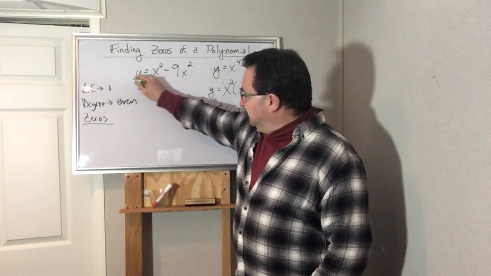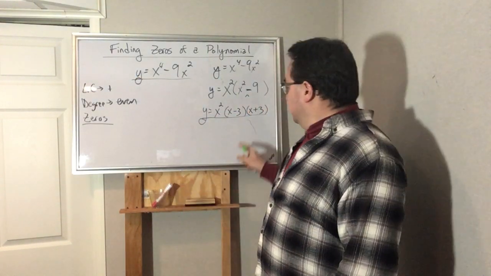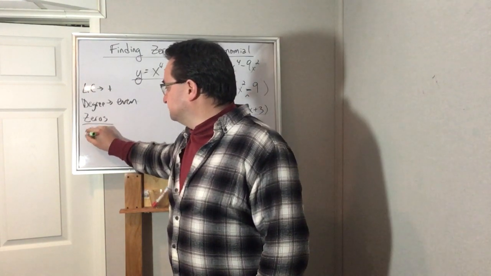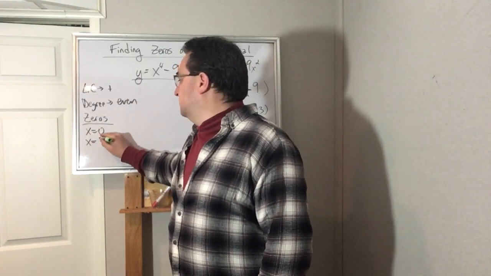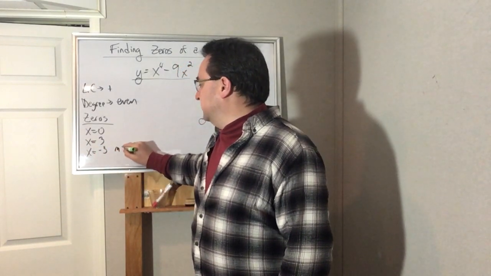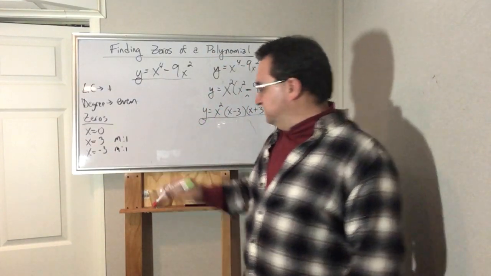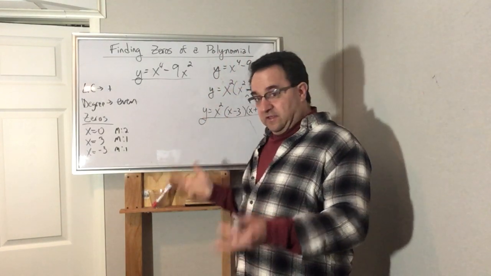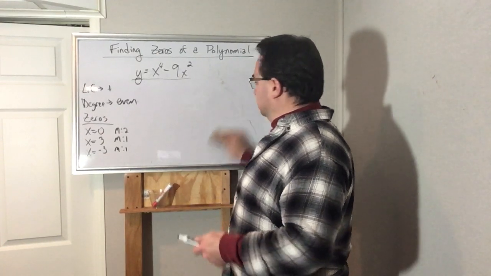So I've taken the given equation and I've factored it so it matches what we did last time. And now my zeros would be x equals 0, x equals 3, and x equals minus 3. These have a multiplicity of 1, and the 0 has a multiplicity of 2. So factoring, it's the same stuff, but I have to factor now. So let's look at what the graph looks like.